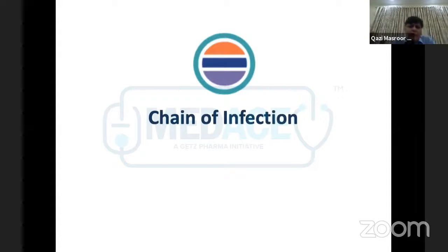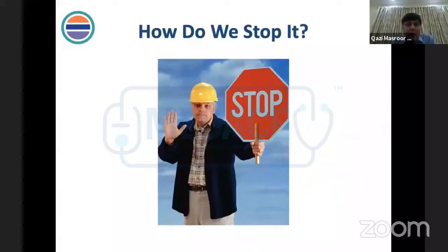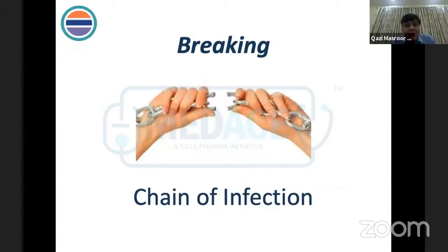Now, if you see the chain of infection, because we are going to talk about it first, I think nowadays everybody knows about the chain of infection. Even the rickshaw driver knows about it, and the maid knows about it. But what is our task? How are we going to practically implement this chain breaking? So how can we stop it? Just breaking the chain will break the infection spread, particularly when we're talking about hepatitis.